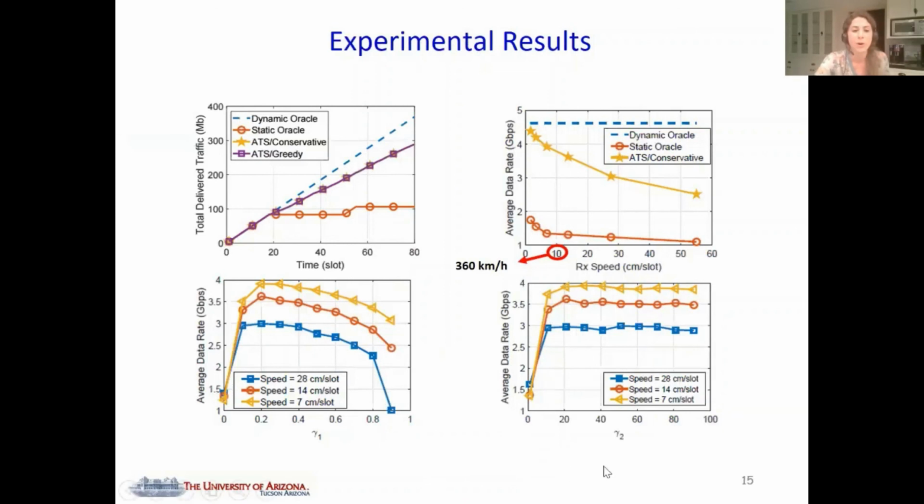And in the last two figures, we are seeing the effect of gamma 1 and gamma 2 on the average data rate. You can see that the performance of ATS depends heavily on the selection of gamma 1, but as long as it's not selected very low, meaning that all the information is almost instantly forgotten, or very high, meaning that all the information is never forgotten, for any number between those two, say from 0.2 to 0.8, the performance of ATS is still pretty good. And for gamma 2, as long as gamma 2 is larger than about 10, the performance of the ATS pretty much remains the same.